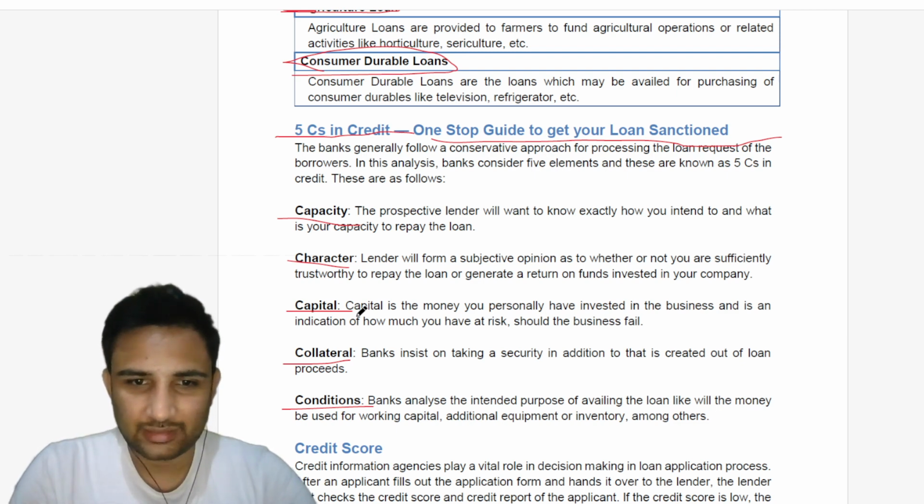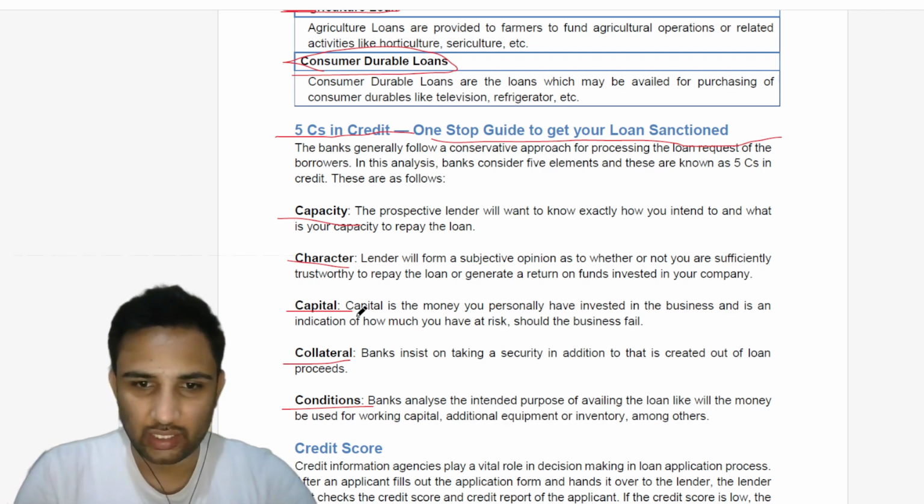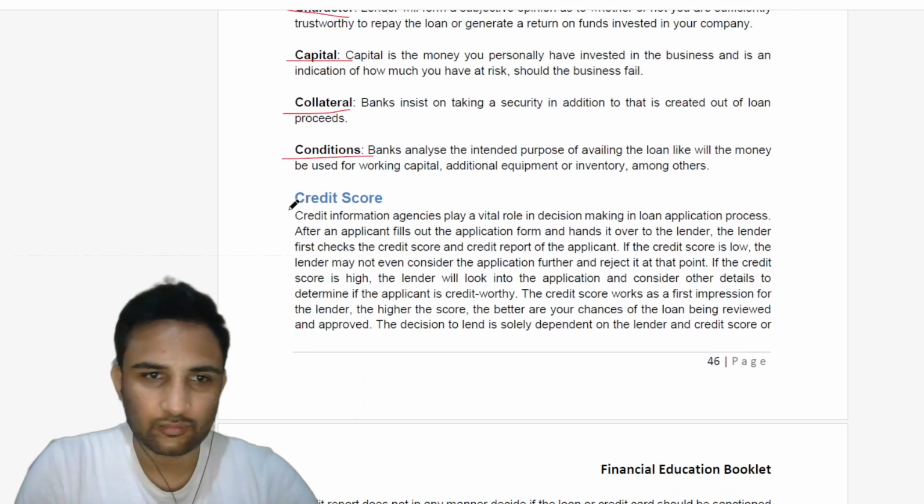Collateral. Banks insist on taking a security in addition to that which is created out of loan proceeds. Conditions. Banks analyze the intended purpose of availing the loan, like will the money be used for working capital, additional equipment or inventory, among others.